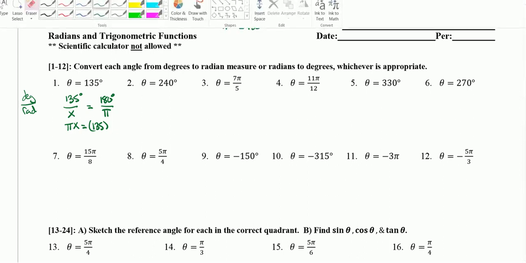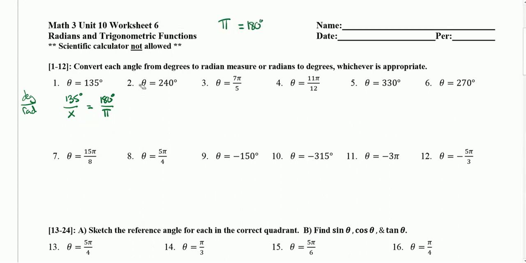I'm not multiplying correctly here. Let me fix that. 180 times x is equal to 135 pi. Divide by 180 and you get x is 135 pi divided by 180. And then we can look to reduce this fraction. If we divide top and bottom by 45, we end up with 3 pi over 4 radians.